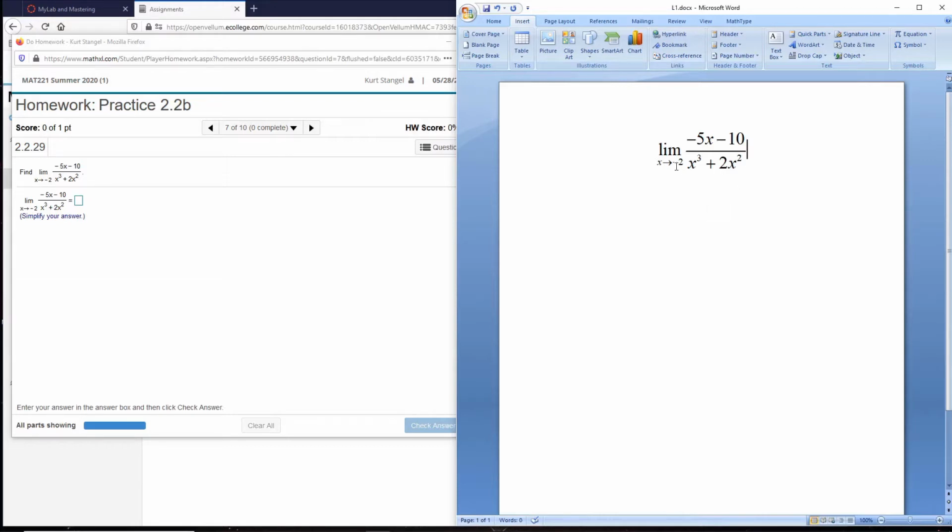So minus 2. If we plug in minus 2 into the numerator, minus 2 times minus 5 is a positive 10. So we'll have 10 minus 10, which is 0. And minus 2 in the denominator, so minus 2 cubed is minus 8. And over here would be a positive 8, which again is 0. So this is 0 over 0, which is the indeterminate form.